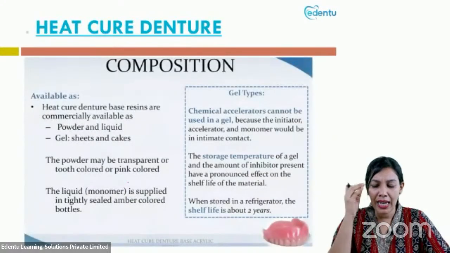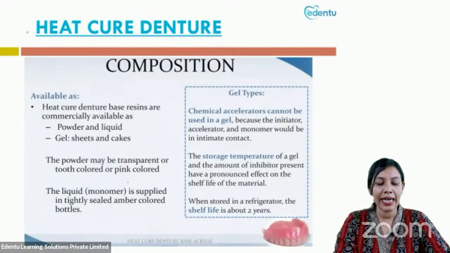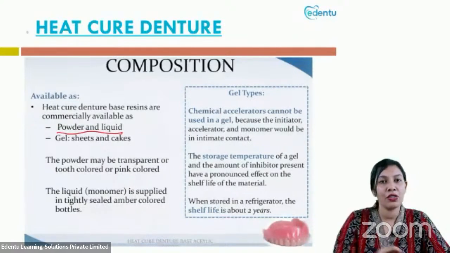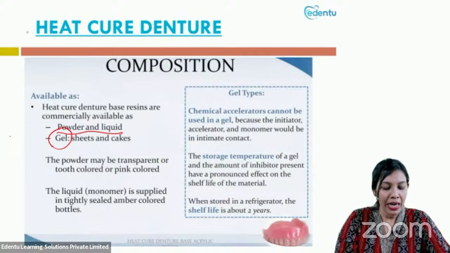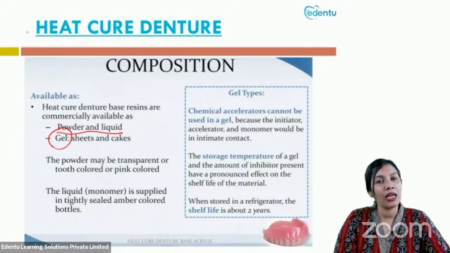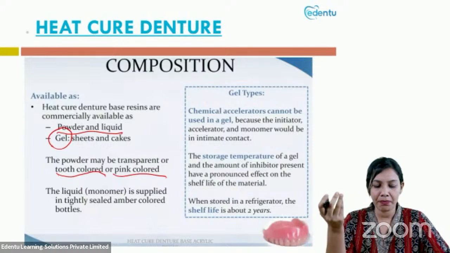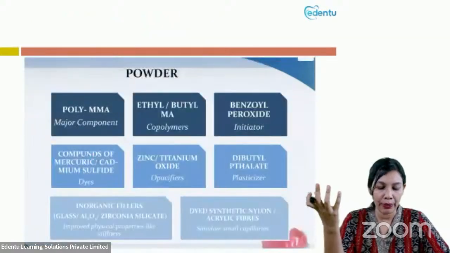So some of the things that you need to memorize in this chapter: heat cured denture. Of course, it is available in powder and liquid, which we already know, which we used to use. It is also available in gel form. And it is either tooth colored, that is the white transparent colored, or pink colored material. Gel type is not that commonly used.